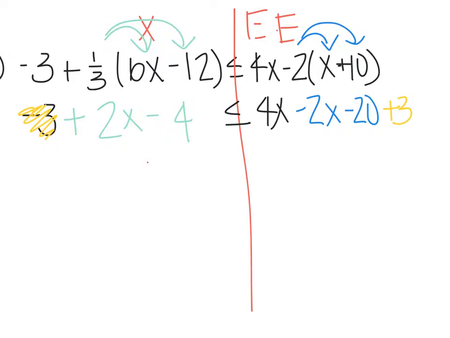I'm still just looking at the x side right now, and notice on the x side I have this 2x, that's good, but I have a -4 that doesn't have x with it, so I need to move that -4, and it's going to become a +4, so that is gone.